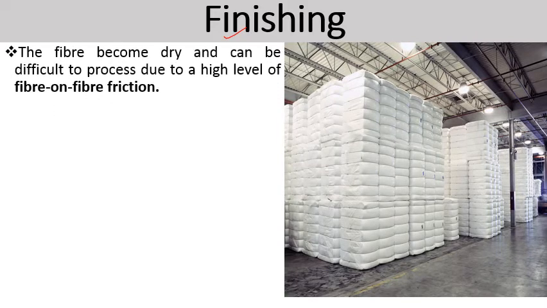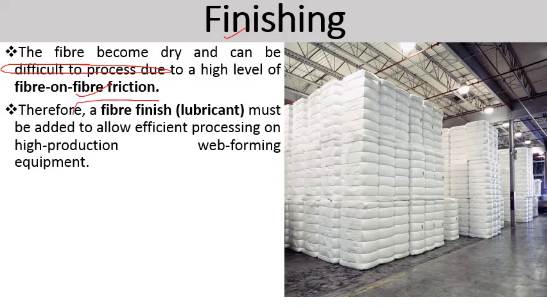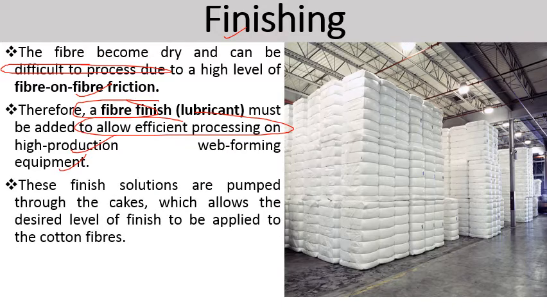So the fiber becomes dry and can be difficult to process due to a high level of fiber on fiber friction. So to avoid this friction, we add some finishing solution. Therefore, a fiber finish or lubricant must be added to allow efficient processing on high production web forming equipment. This step is known as finishing. These finish solutions are pumped through the cakes, which allows the desired level of finish to be applied to the cotton fibers.